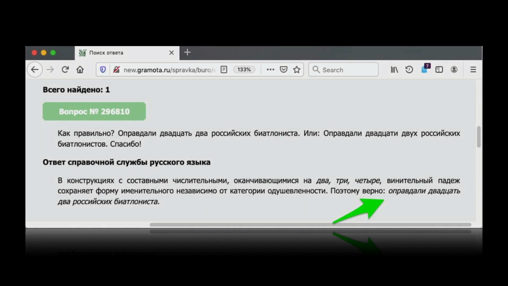If this all seems a little confusing, don't worry. It's the kind of detail that even native speakers wonder about, as you can see from this question at gramata.ru.